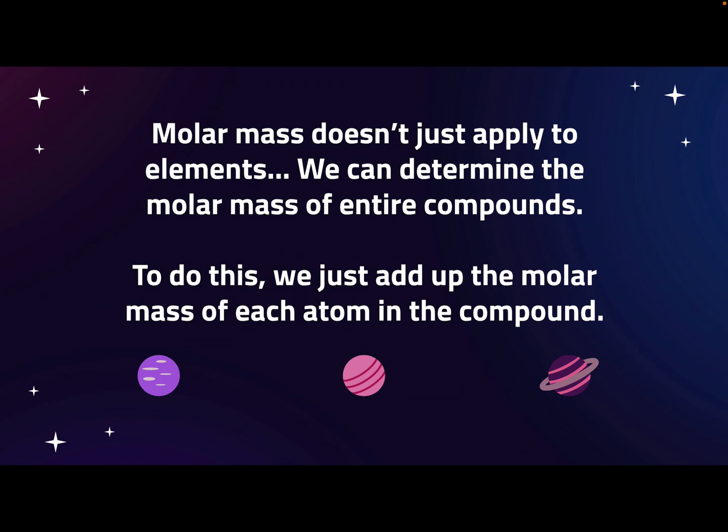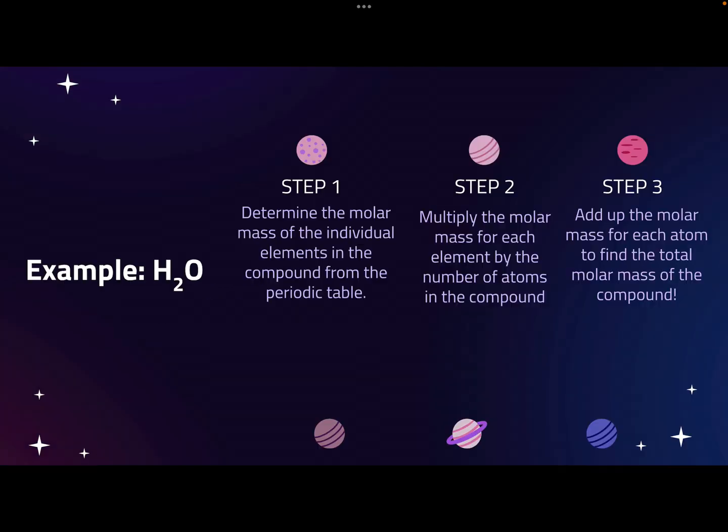I'm going to walk you through an example of how you can find the molar mass of a compound, and then I'm going to have you do one example on your own. The example I'm going to share with you is for water, H2O, because water is a good old pal, a nice, friendly molecule. Step 1 for determining the molar mass of a compound is to pick out the elements in that compound and find their individual molar masses on the periodic table.